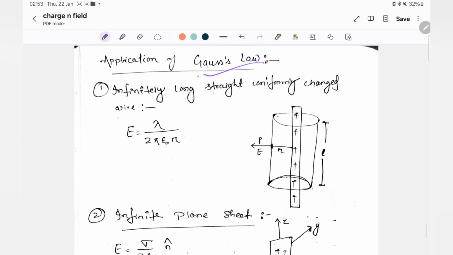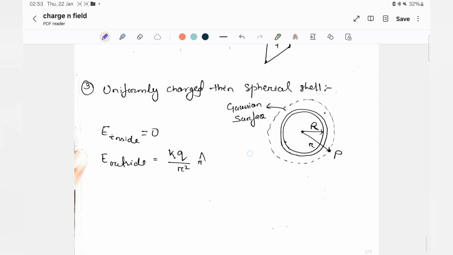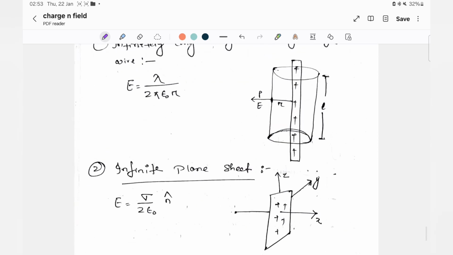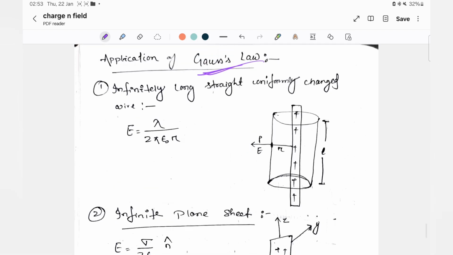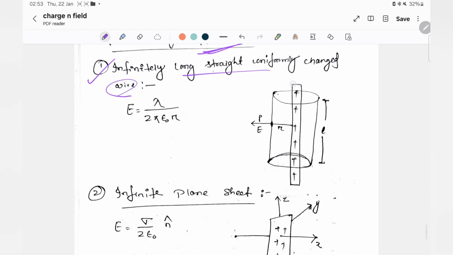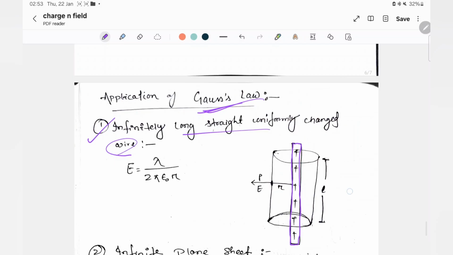Now, what are the applications of Gauss law? There are many applications, but in the NCERT book we only describe three. If you need a detailed explanation, you can comment below and I will explain it in later videos. The first is the infinitely long straight uniformly charged wire. This is an infinite, long, straight, uniformly charged wire.